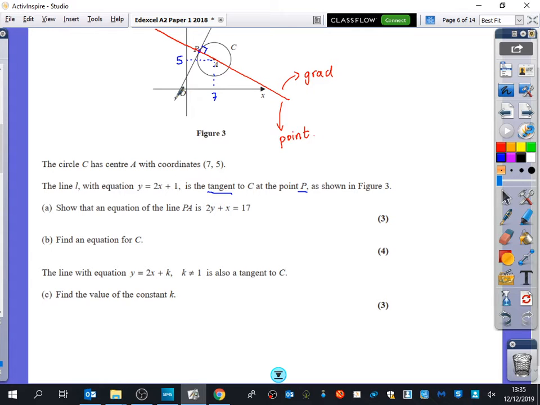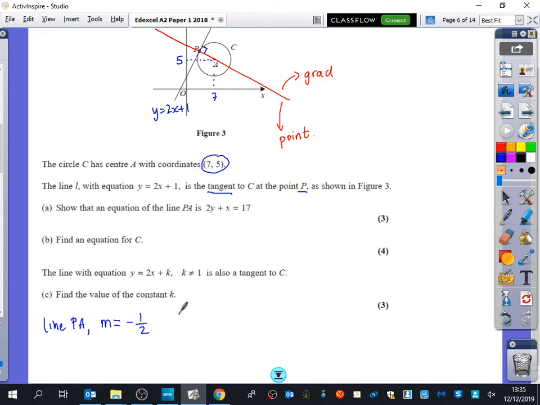And this equation here is y equals 2x plus 1. So its gradient is 2. So for our line PA, we know that its gradient is going to be the negative reciprocal of 2, which is minus a half. I guess I now need to find out a point that it goes through. Well, it seems to be going through this point here.